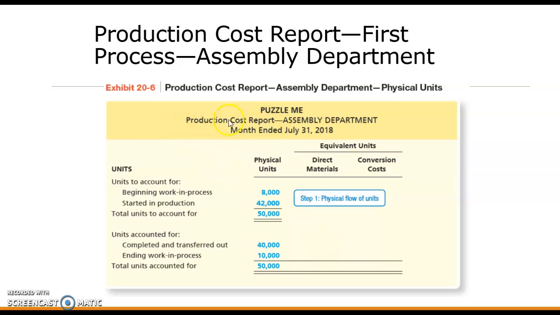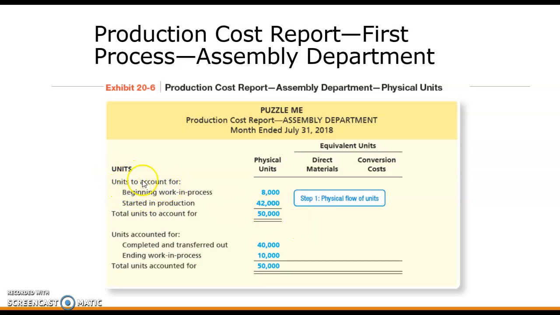This is the actual production cost report. And just like all of our other reports, it has a heading: name of the company, what this production cost report is for, the assembly department, and for the month ended July 31st. Okay? So this is only part of our production cost report. This is step one, which is the units.